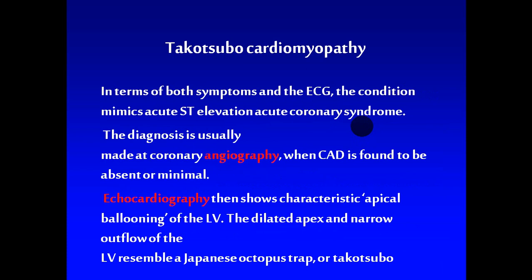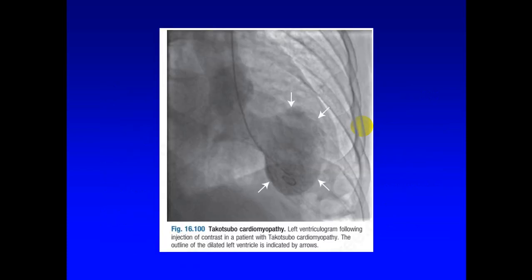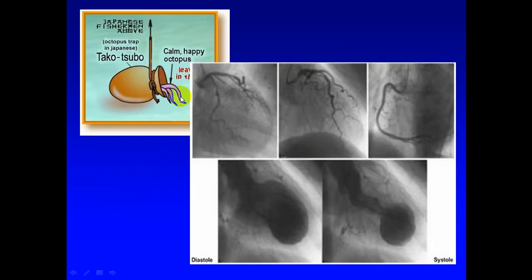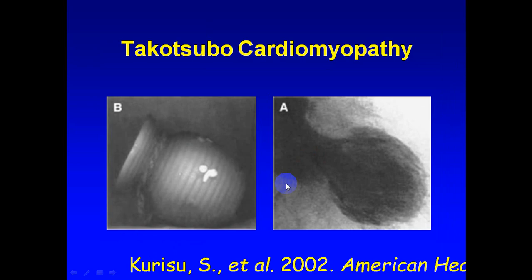And we see the left ventricle resembles the Japanese octopus trap, Takotsubo. This is the picture. So the left ventricular apex is dilated and ballooning. This is the octopus trap, and this is the left ventricle dilatation, and also this is Takotsubo cardiomyopathy.